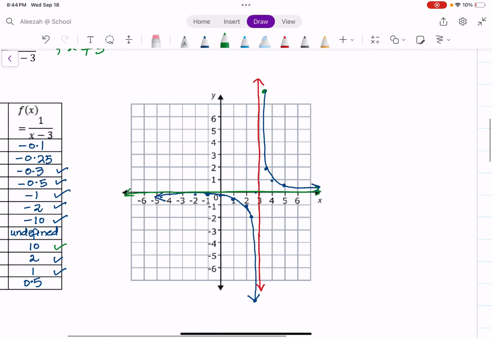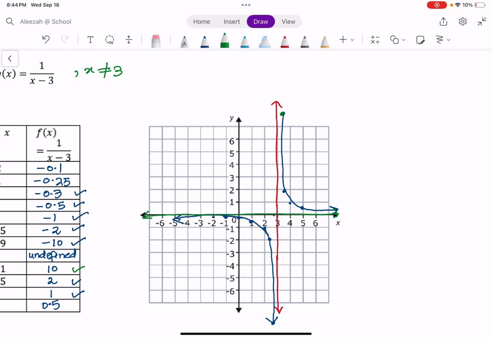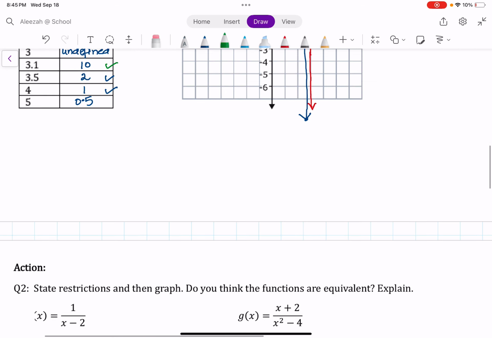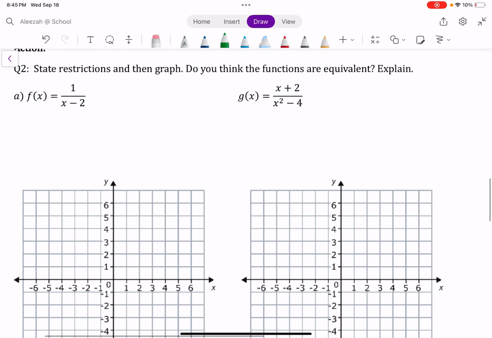So I'll write the equation of my horizontal and vertical asymptote. Vertical asymptote is always where the restriction is, right? So x is not equal to 3, so it means my vertical asymptote is x equals 3. And the horizontal asymptote is y equals 0, right? Which is the equation of the x-axis. So this is the graph of a rational function, and then we have to write the equation of the vertical and horizontal asymptotes.